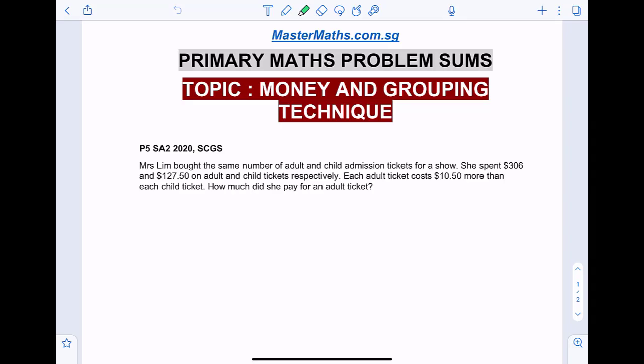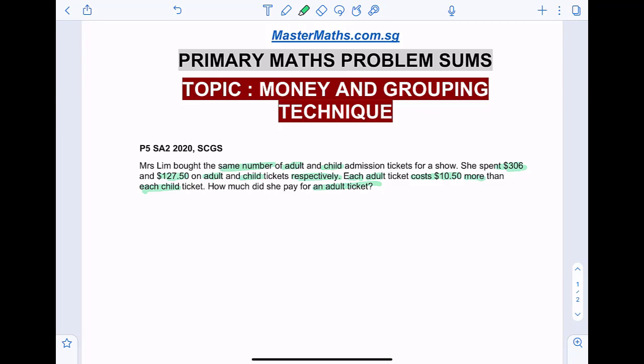Mrs. Lim bought the same number of adult and child admission tickets for a show. She spent $306 and $127.50 on adult and child tickets respectively. Each adult ticket costs $10.50 more than each child ticket. How much did she pay for an adult ticket?